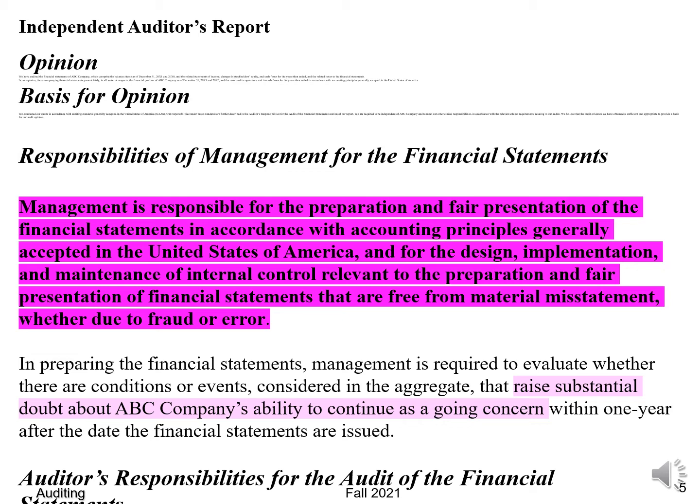That's not your problem. Then I've got a little lighter down there, raise substantial doubt about ABC Company's ability to continue as a going concern. Just highlighting, that'll come up in chapter 3 again. So what I'm trying to stress here is there's a lot of important words in this opinion, and they relate to our definitions and our audit objectives.